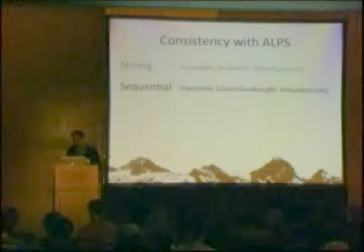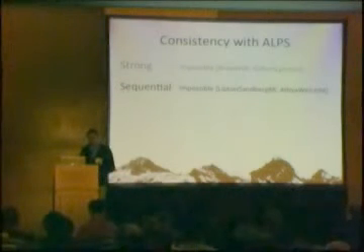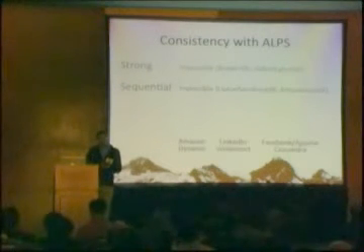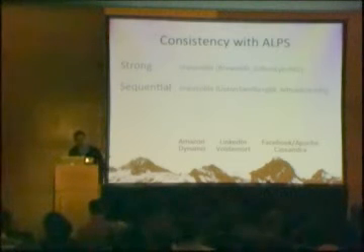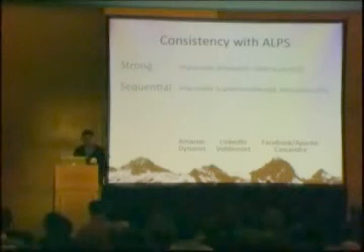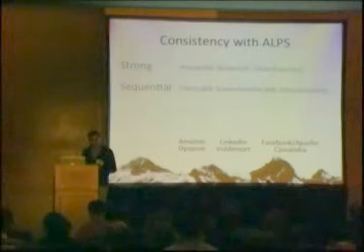So if we can't have strong consistency, we can't have sequential consistency, what can we have? Well, if we take a look at some of the existing ALPS systems, these include things like Amazon's Dynamo, LinkedIn's Project Voldemort, and Facebook and now Apache's Cassandra system. You can configure these to give you that always-on scalable data store.